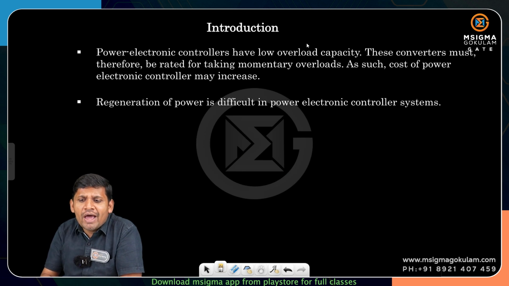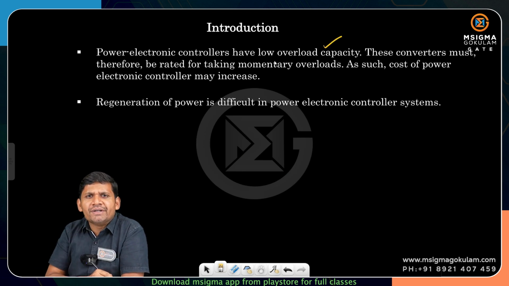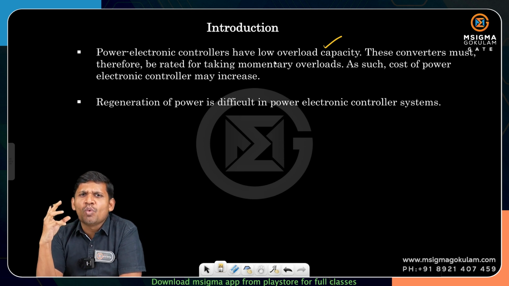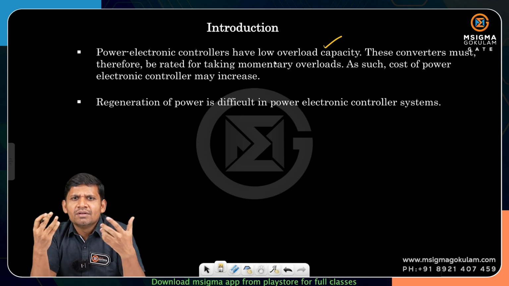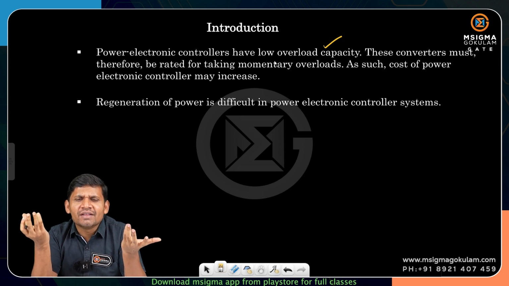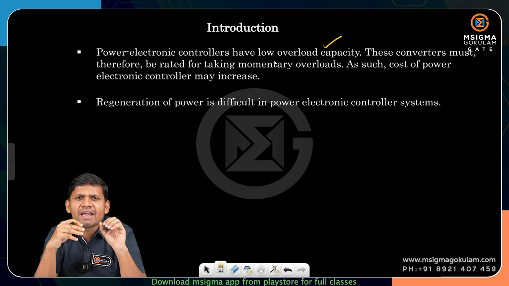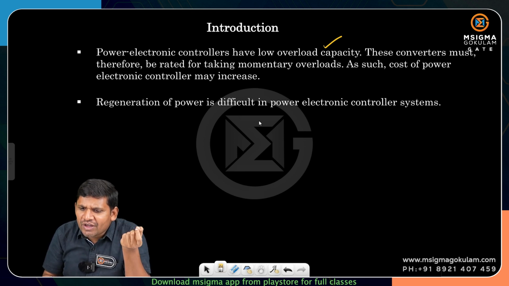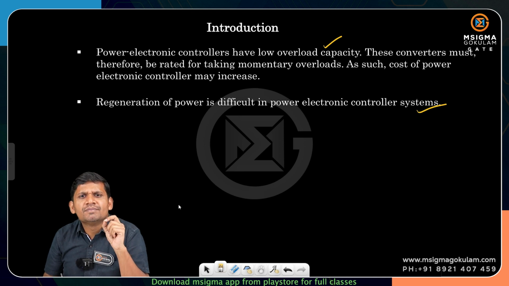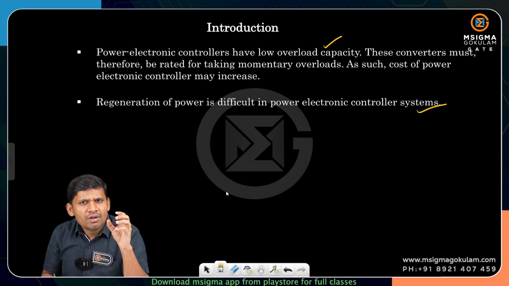Power electronic controllers have low overload capacity. This is also important, because we know that all the semiconductor devices are more sensitive to temperature. If any high currents are flowing, then there is a high temperature rise, and the device may be permanently damaged. That's why these have low overload capacity. Regeneration of power is difficult in power electronic controller systems.